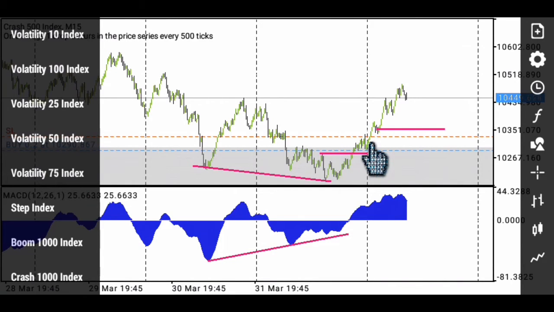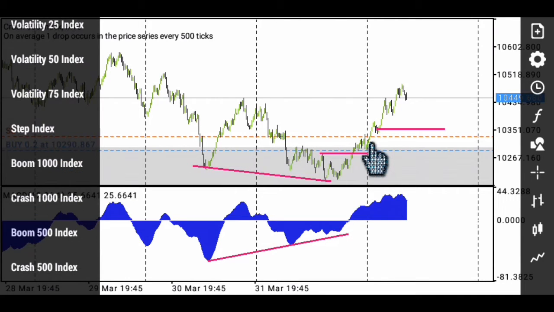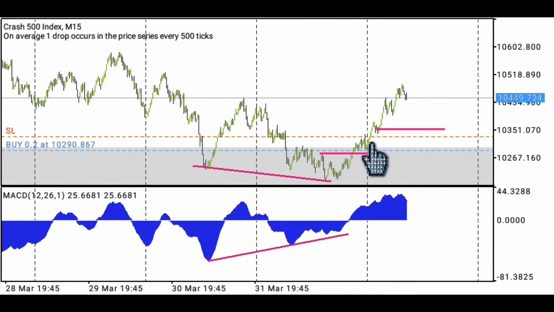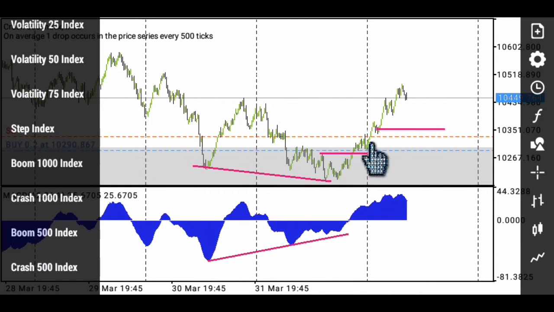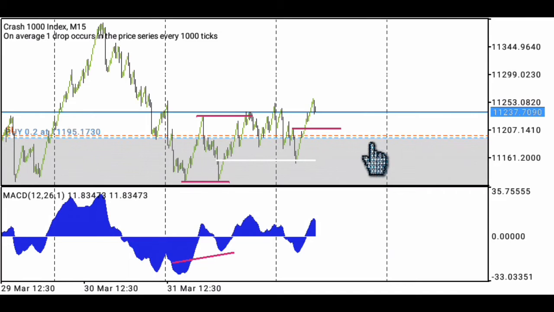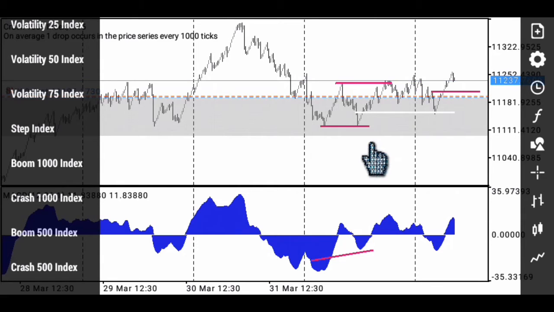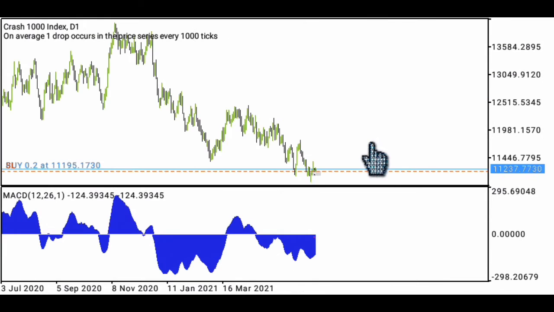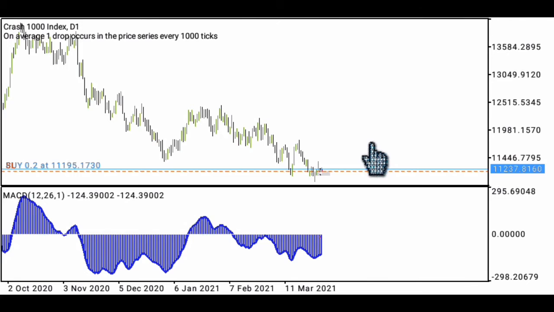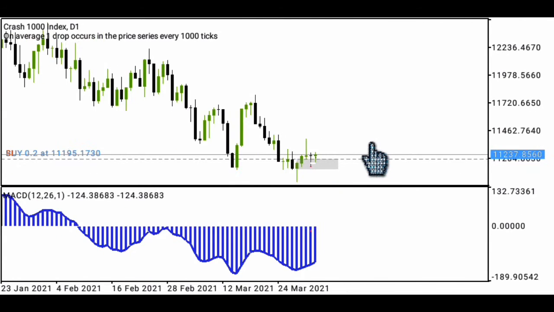So this was the Crash 500. Let's look at the Boom, or let's look at the Crash. Okay, let's look at the Crash 1000. So yeah, we have the Crash 1000, similar stuff happening. We marked our key level on the higher time frame, so the daily chart. Now this is what I was talking about, that you may not be trading in line with the trend, but you have a very good reason to be trading against the trend. But that has to do with your understanding about certain things in the marketplace.